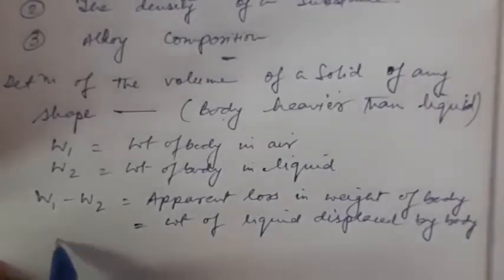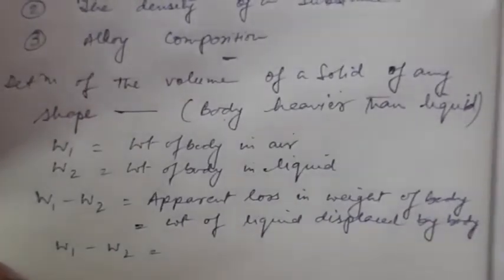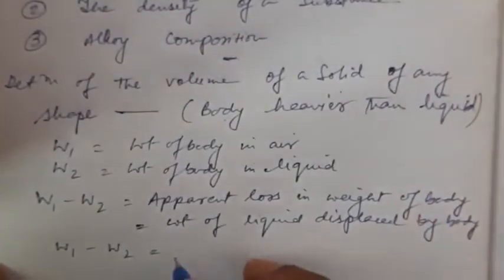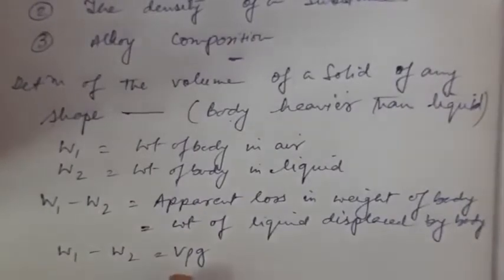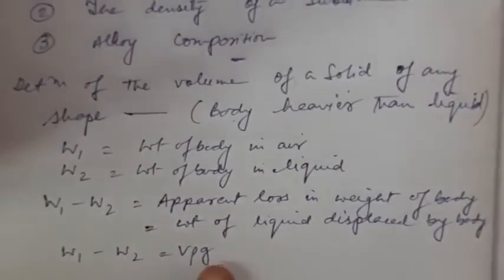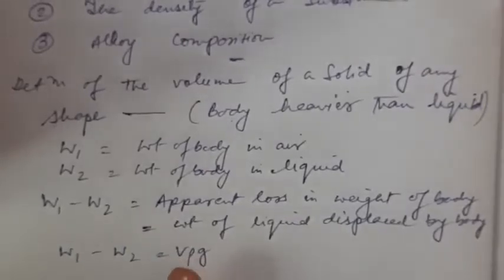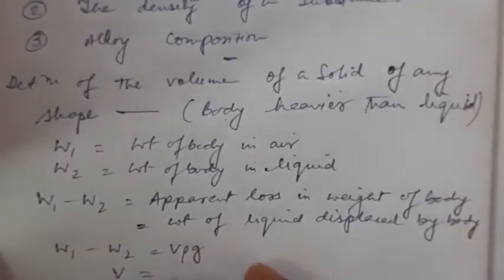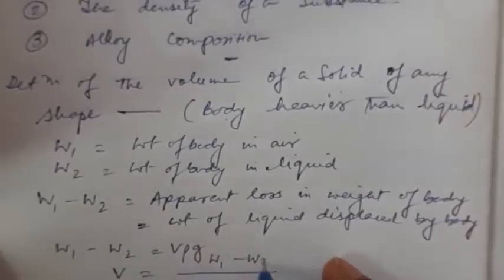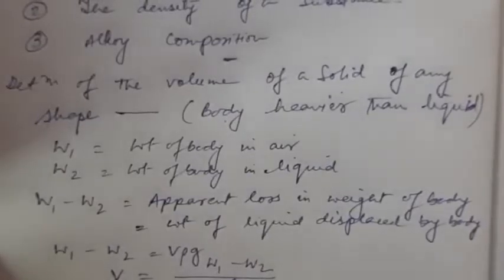So you can equate W1 minus W2 is equal to V rho g. Already we had found out the weight is mg. M means volume into density. So the weight becomes V into rho into g. So what is the volume V? That is (W1 minus W2) by rho g.